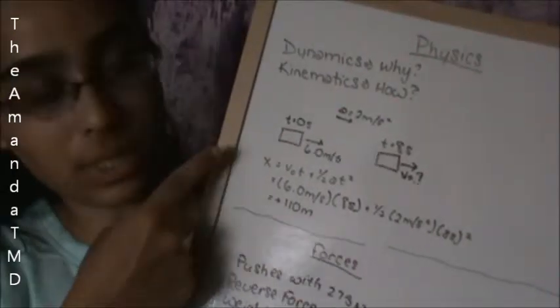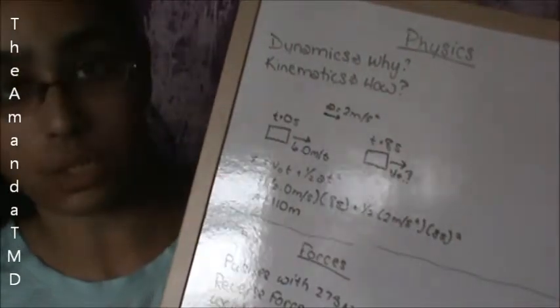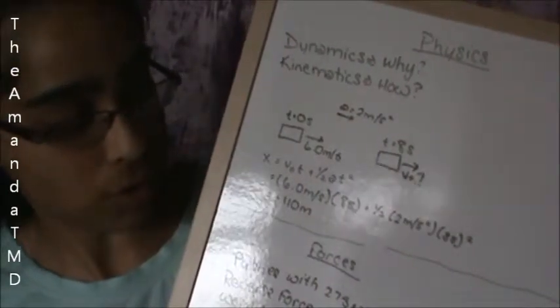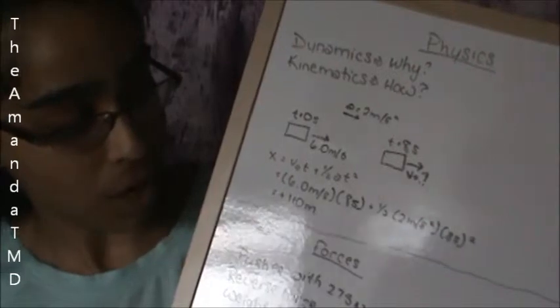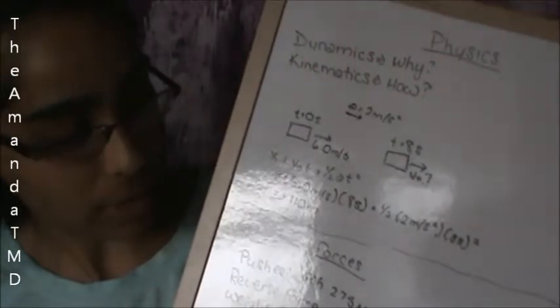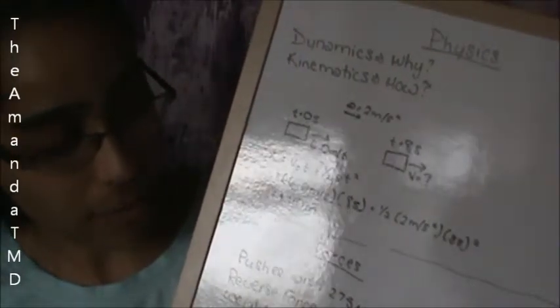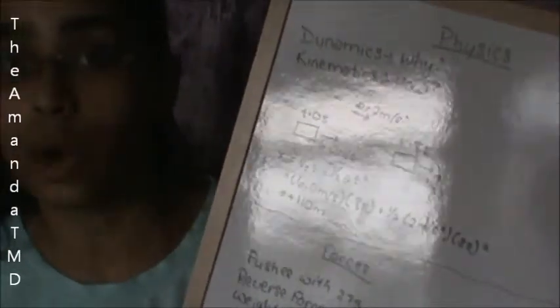So the equation that you use, since it's a constant acceleration, is x equals v naught t plus a half a t squared, where v naught is your initial velocity, x is your distance, t is your time, and a is your acceleration. So your initial velocity is 6 meters per second. You multiply that by 8 seconds, and then you add a half times your acceleration, which is 2 meters per second squared, times your 8 seconds squared. And when you do all that math, you get a positive number that equals 110 meters.